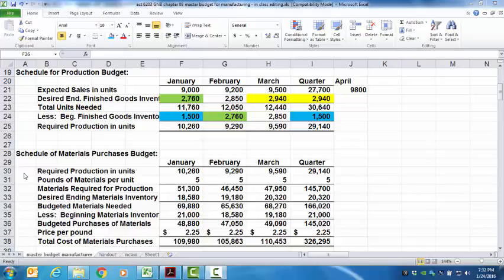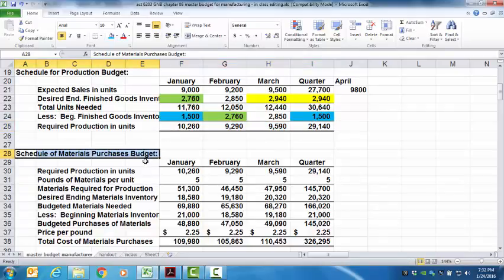This is part 2 of the master budget. We just finished talking about the production budget, and once we know how many units that we're going to produce, then we need to set aside resources in order to make that happen. And the first of which is going to be, well, we need to buy some materials.